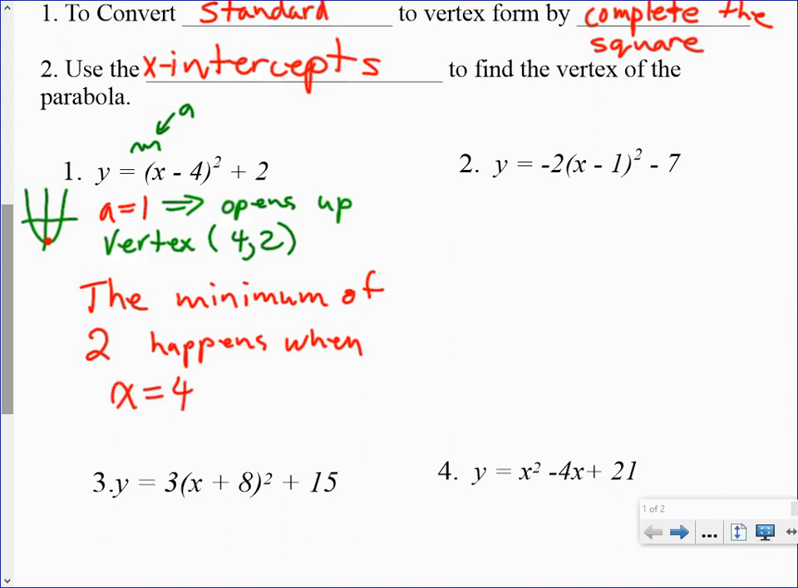Now, if you want to, you could actually say the minimum of y equals 2 happens when x is equal to 4. And notice we're using the 2 and the 4 from the vertex. And you notice our minimum, when we're referring to that, we're talking about how low the parabola goes to. So now let's take a look at this other parabola here.